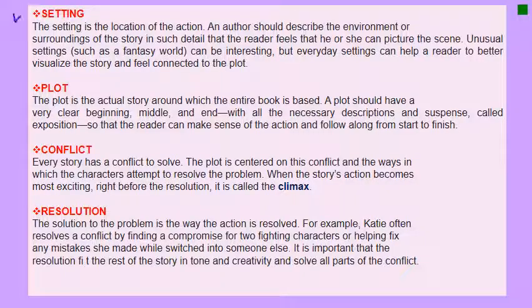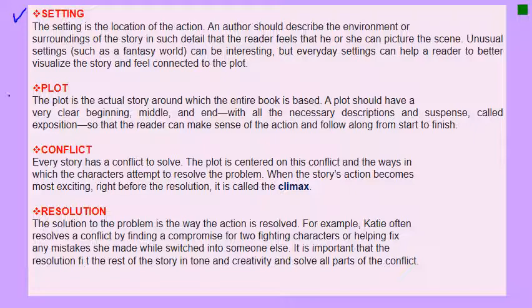So next you have your setting. The setting is the location of the action, where and when. An author should describe the environment or surroundings of the story in such detail that the reader feels that he or she can picture the scene. Again, be rich in your words, be rich in your adjectives, in feelings, in adding the senses. Okay? Unusual settings such as a fantasy world can be interesting, but everyday settings can help the reader to better visualize the story and feel connected to the plot. But as I said, please be detailed in your descriptions and be creative.